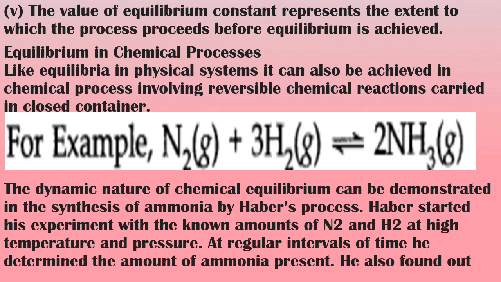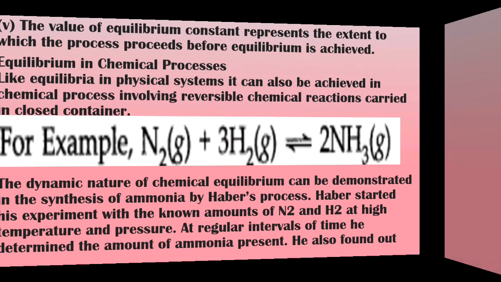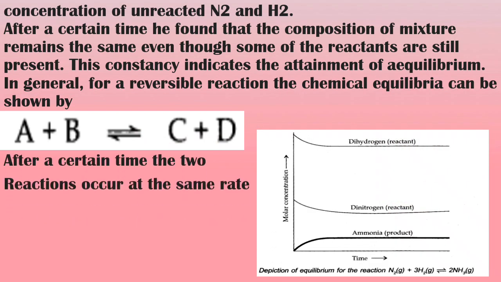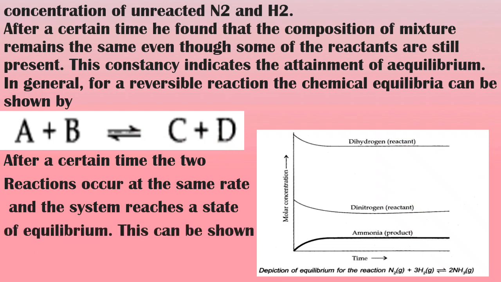Haber started his experiment with a known amount of nitrogen and hydrogen at high temperature and pressure. At regular intervals of time, he determined the amount of ammonia present, and he also found out the concentration of the unreacted nitrogen and hydrogen. After a certain time, he found that the composition of the mixture remained the same even though some of the reactants were still present.